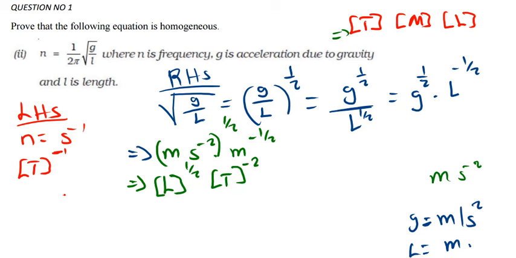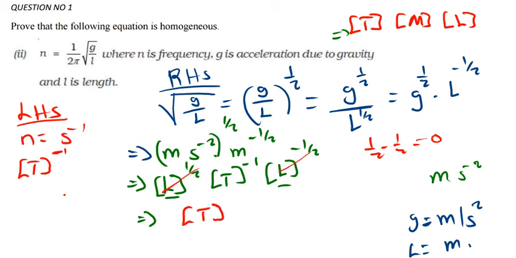Negative 1. So I'll put negative 1 here. Again, I have length, which is L to the power negative half. If I continue, I can clearly see that the bases are the same. If the bases are the same, what do we do? We add the powers. So half minus half gives us 0. Any number to the power 0 is 1. Now this and that have disappeared. We now have t raised to the power negative 1.